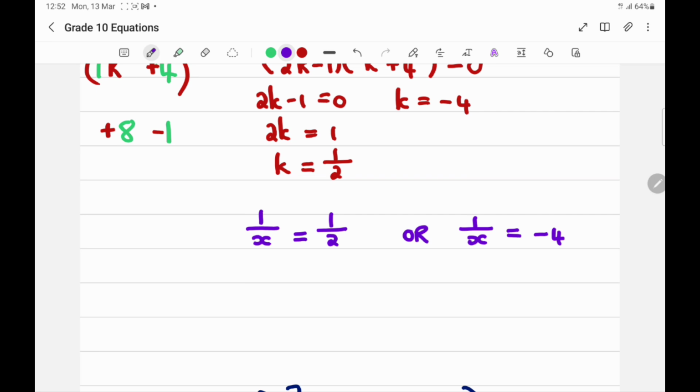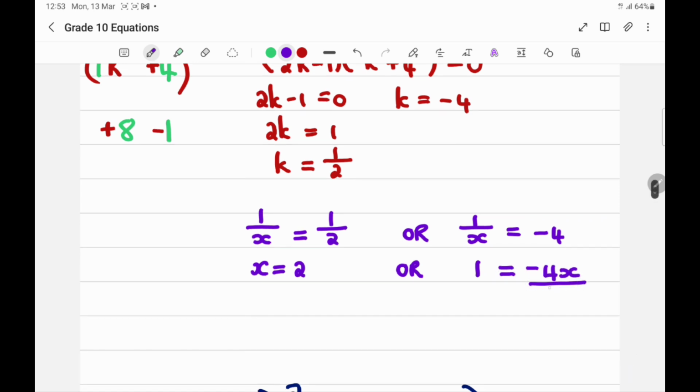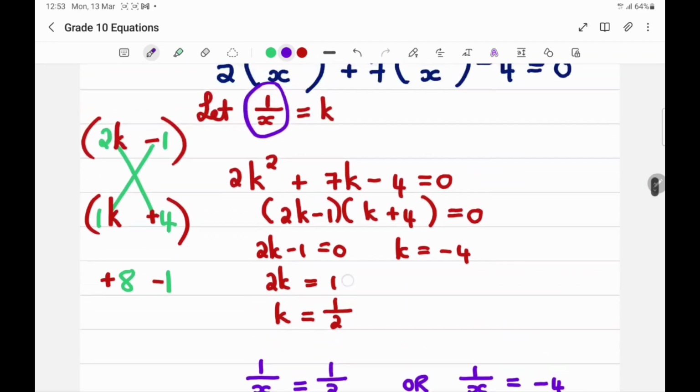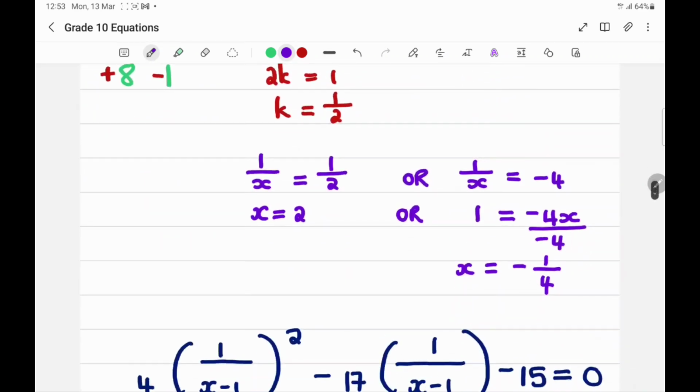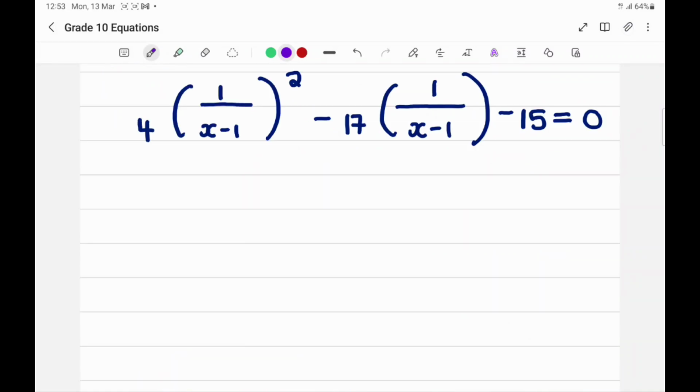And now we can say, okay, this one's quite easy to see because 1 over what gives you 1 over 2. So x is either 2, or over here, I'm going to multiply with x both sides, and then I'm going to divide away with that negative 4. So x is either a negative a quarter, or x is 2. I say, there we go.